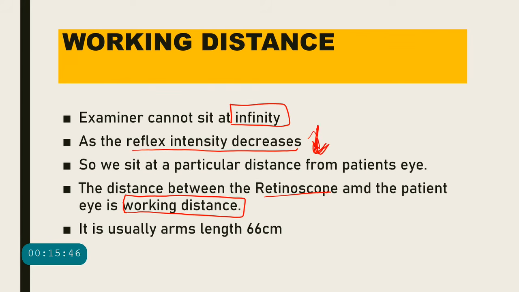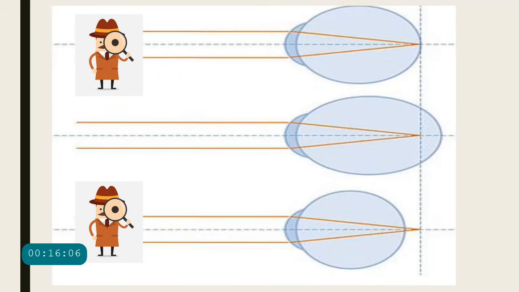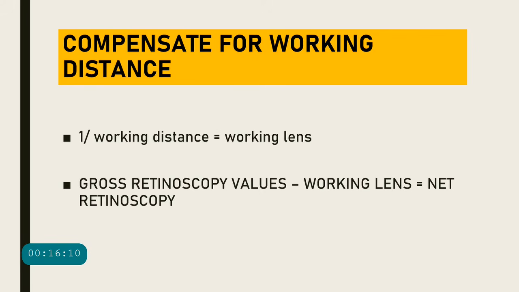So it is very difficult to notice such a reflex. In such cases, you will sit somewhat closer to the patient, and that distance will become your working distance. Usually the arm's length is taken to be the working distance, which is about 66 centimeters. For people who are short and have short arms, the working distance will usually be about 50 centimeters. I've already explained this to you.